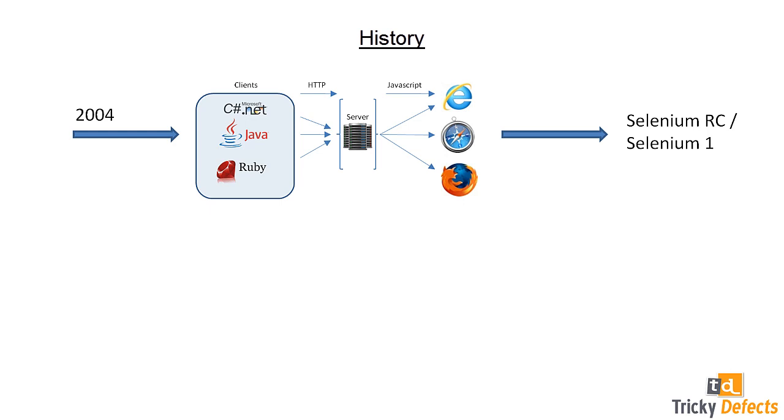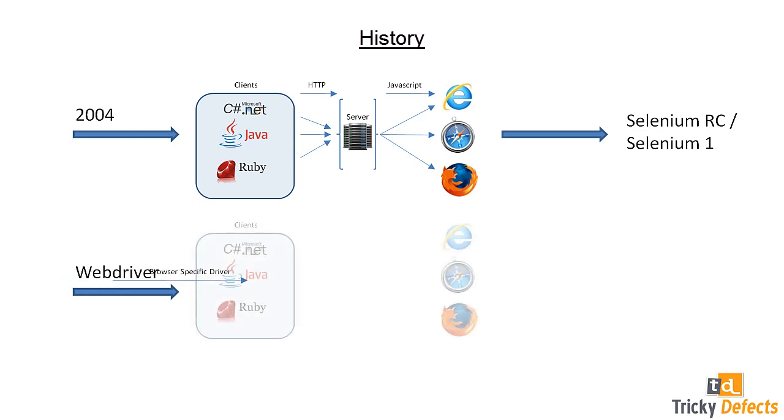Now there's a big difference between Selenium 1 and Selenium 2. Selenium 1 doesn't hook into the browser like Selenium 2. It basically sends the same JavaScript commands to all of the browsers and allows you to automate them in that way. Selenium 2, or WebDriver, is the successor of Selenium 1, and it works through a browser-specific driver which then sends out commands to a browser.